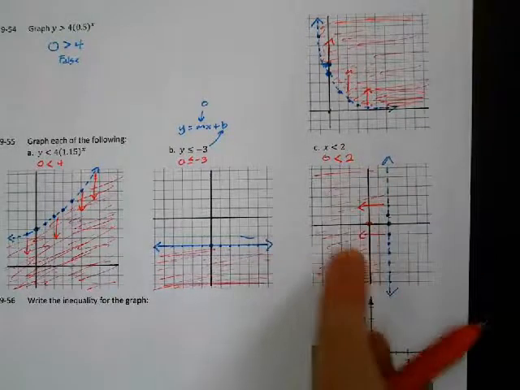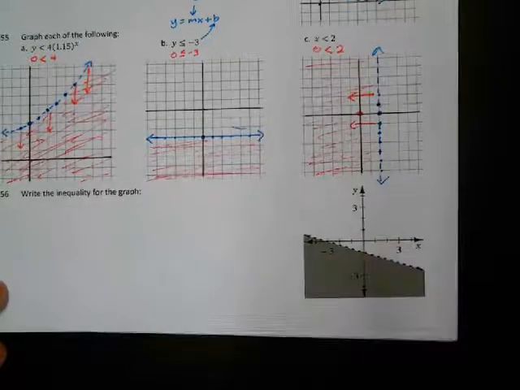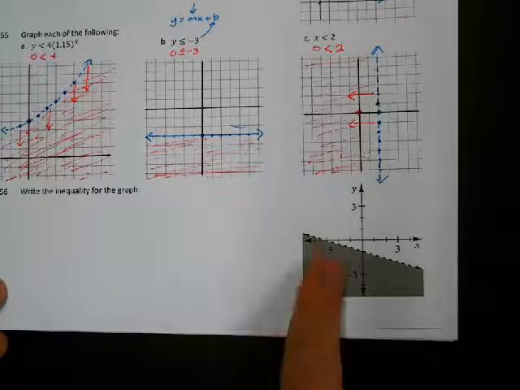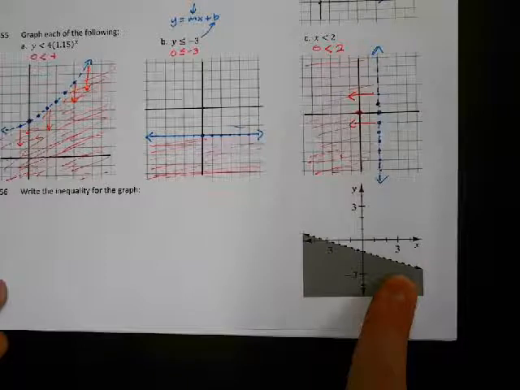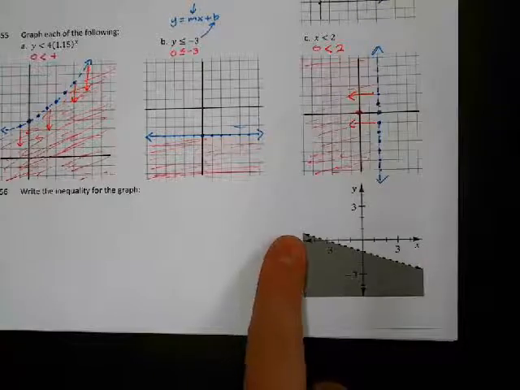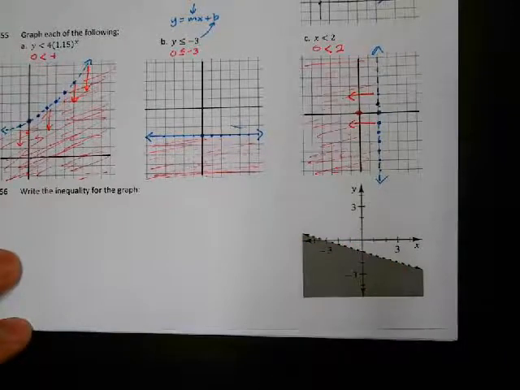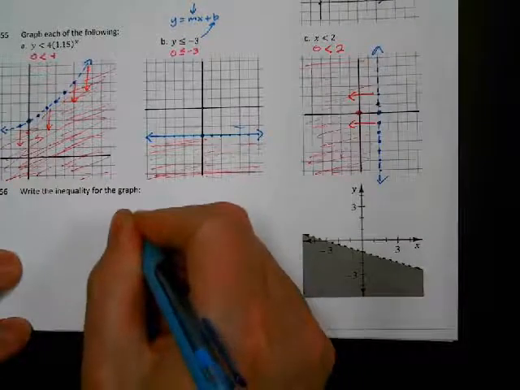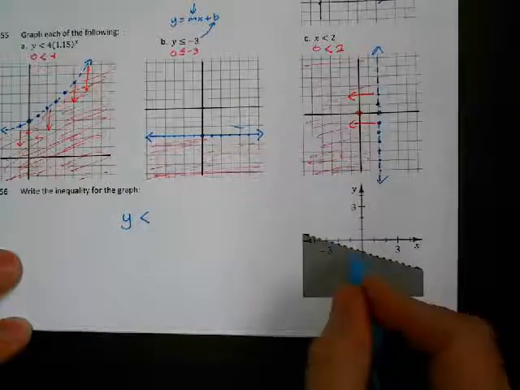Last problem for this one. This one right here, we're supposed to make the inequality. Okay, so I see that this is a dotted line. Okay, that's good to know. I see that it's a line, so I should have y equals mx plus b. And then I can see that it's shaded below the line. So that tells me right off the bat, I'm going to need the less than sign. Not equal to, because it's dotted. So it's less than, y gets less than down here. So y is less than.